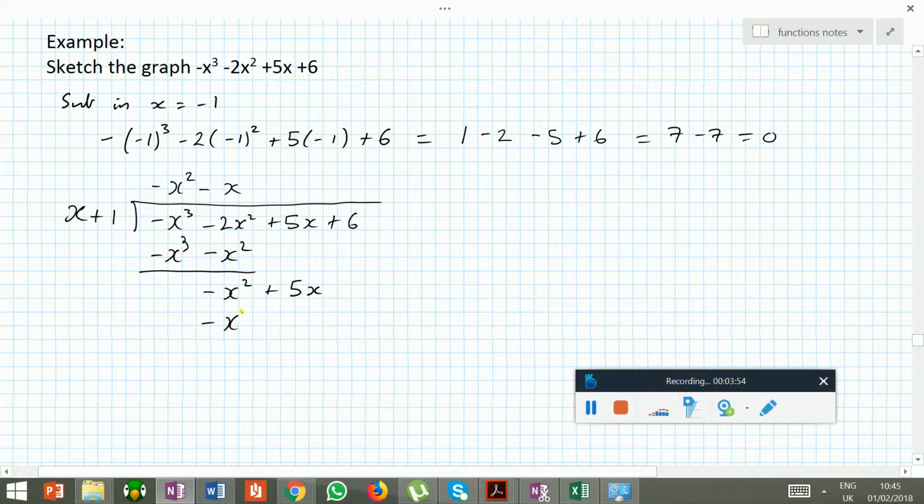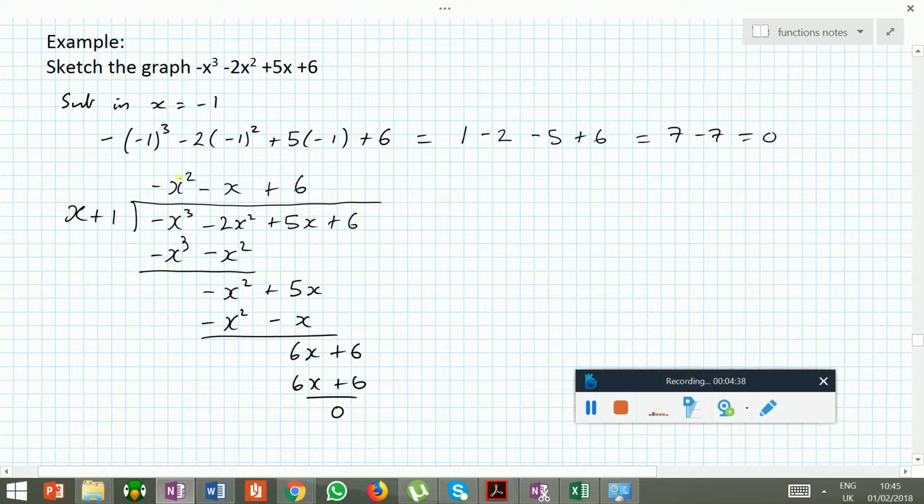So you get minus x squared minus x times plus 1 is minus 5x. Sorry, excuse me, that should be a minus x times plus 1 there. In my head I change the sign, that becomes a plus. You get minus x squared plus x squared is 0. 5x plus x is 6x, then I'm taking down my plus 6, and then you have plus 6, and you get 6 times x is 6x, 6 times 1 is 6, and you get a 0 remainder.